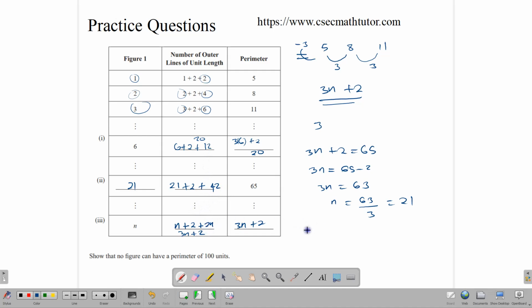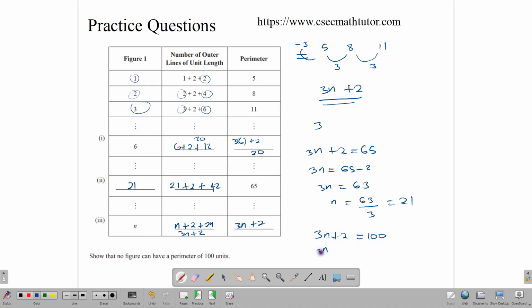Now we have another part of the question here. Show that no figure can have a perimeter of 100 units. Now 3n plus 2 describes our perimeter. So can 3n plus 2 give us exactly 100, where n is a whole number? Notice these are all whole numbers.